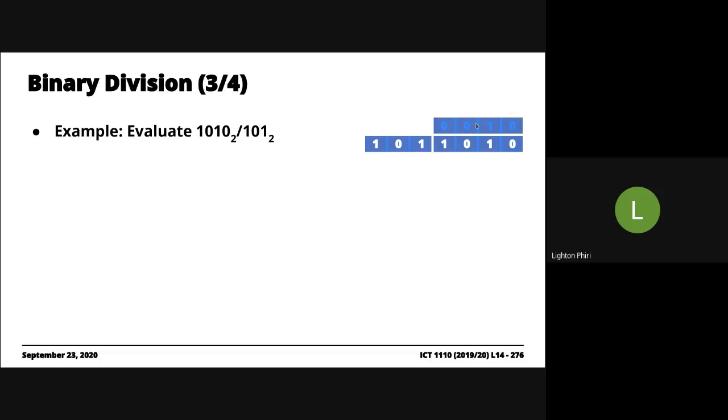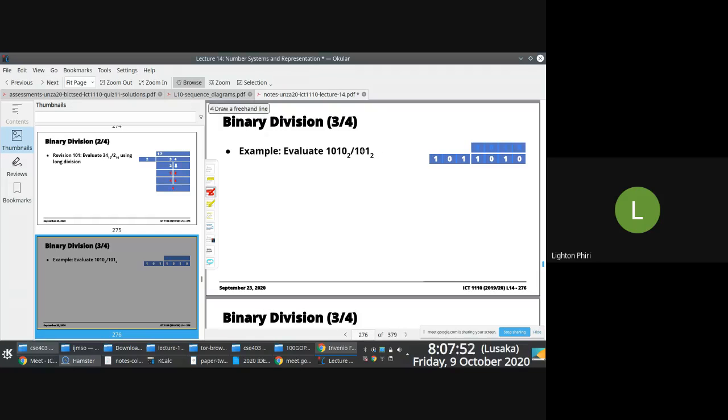I do apologize for the color coding here. This was supposed to have been completely transparent. You aren't supposed to see these numbers, but that's fine. We can change it later on. So long division: we have the divisor here, and then we'll have the quotient here.